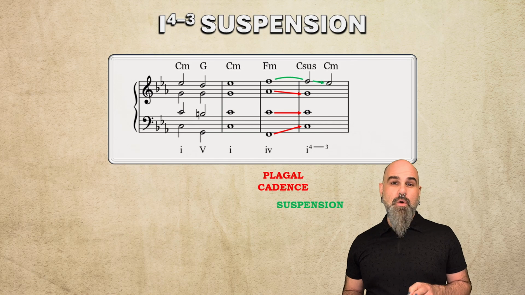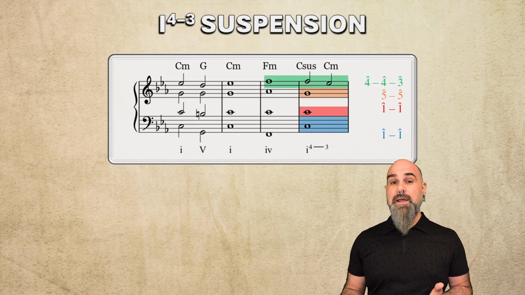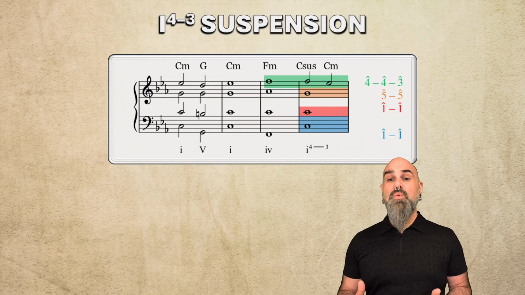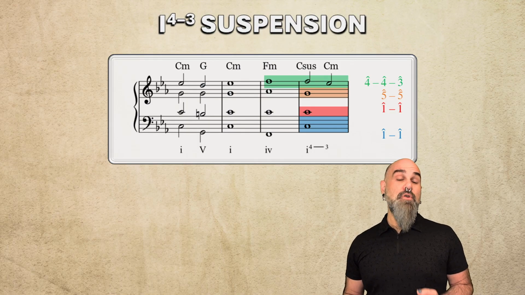The root of the 4 chord is scale degree 4, and in a plagal cadence, the voice on 4 already normally goes to 3. So we're just delaying that motion and turning it into a suspension. Here it is again with the voice leading highlighted.